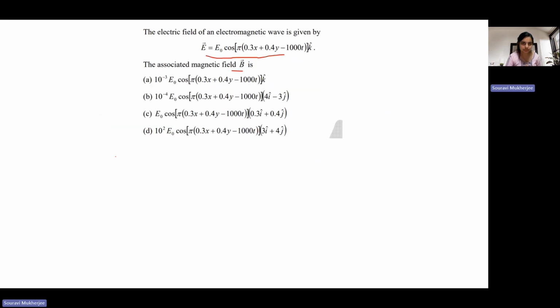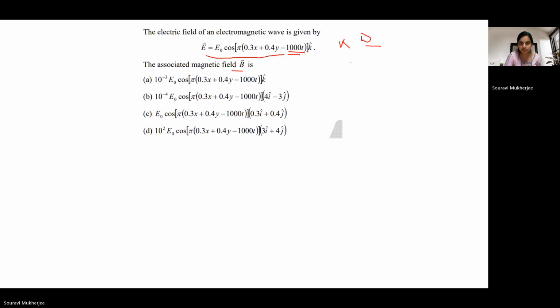So in the question, this is how the electric field is specified. Now this expression by itself has the information of k and it has the information of omega. How? So we know that omega is the temporal variation, right? So if you compare this temporal term, this is nothing but the omega t term, right? And again here, 1000 into pi, that is basically your omega.